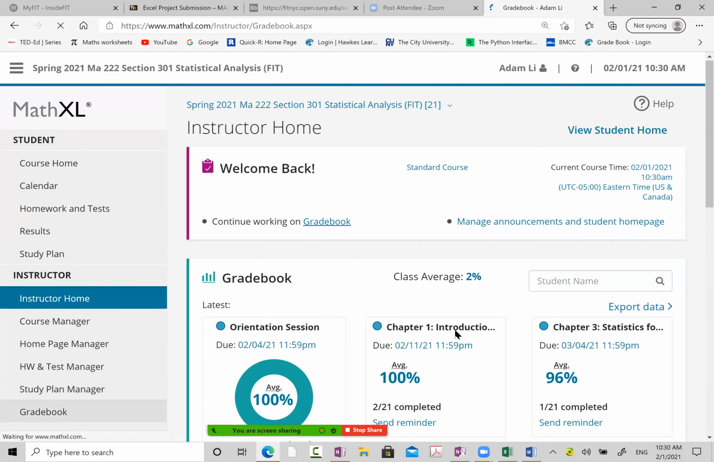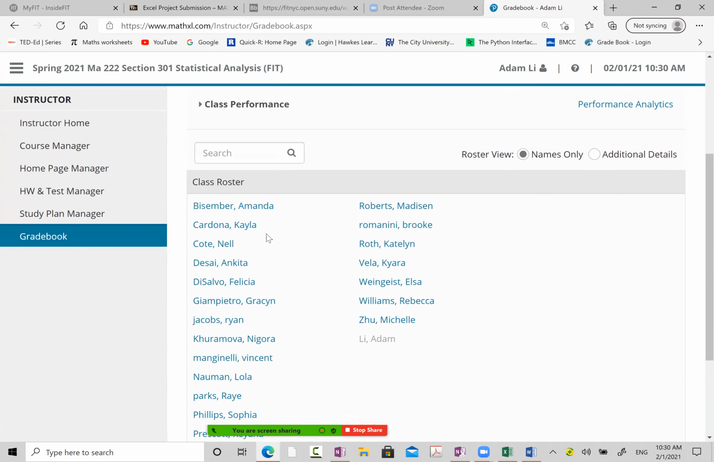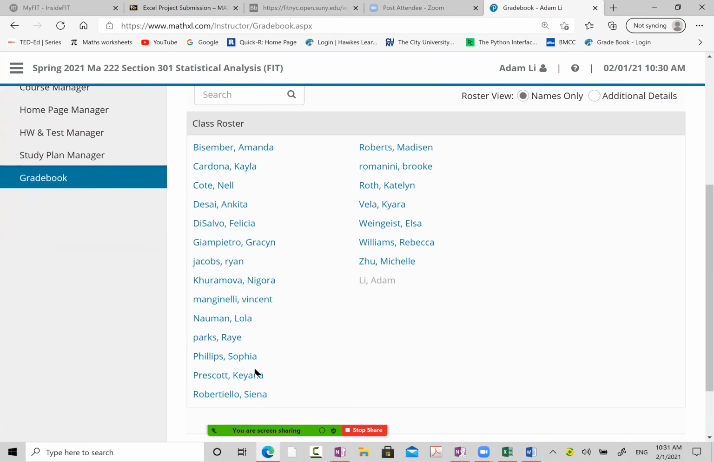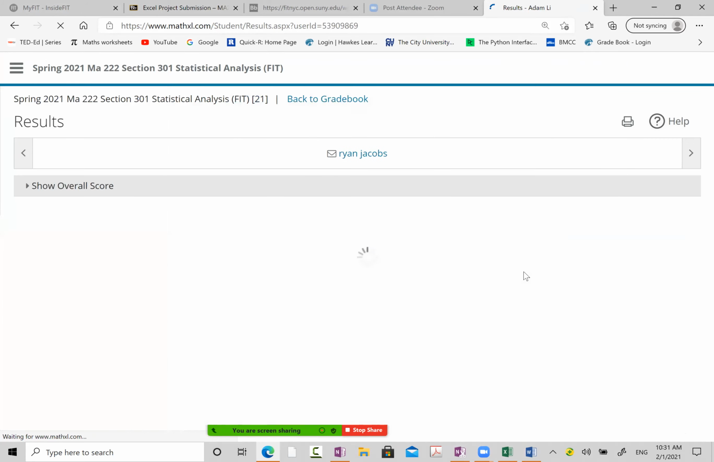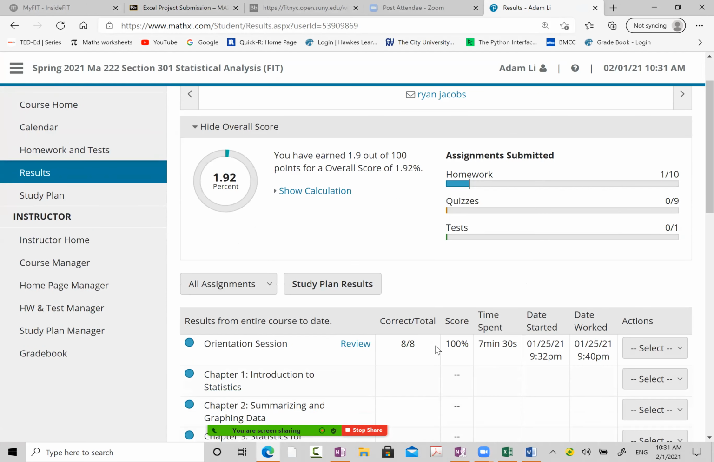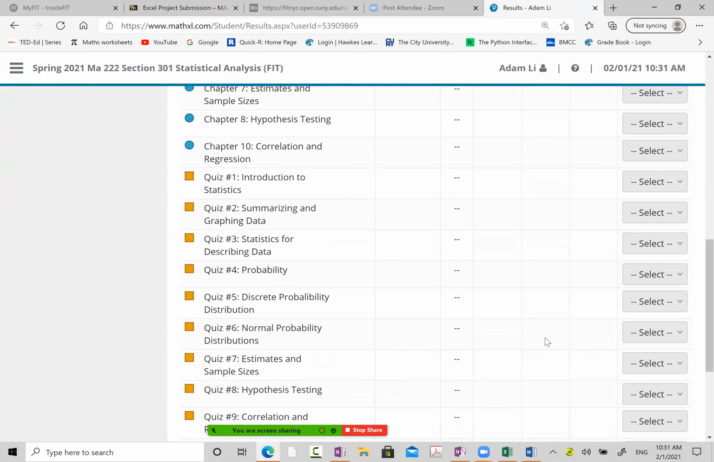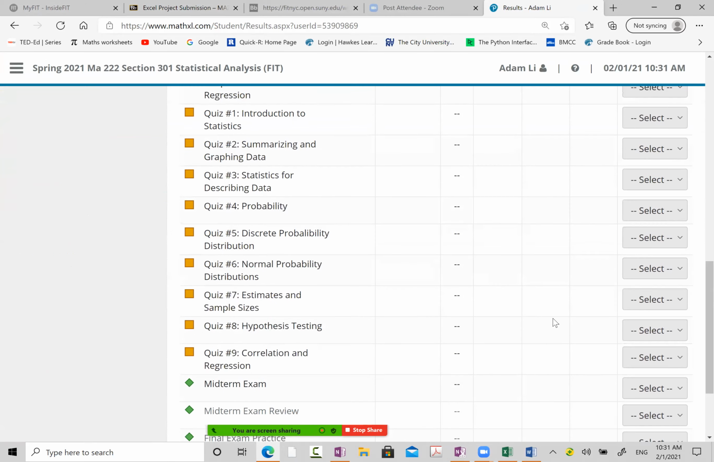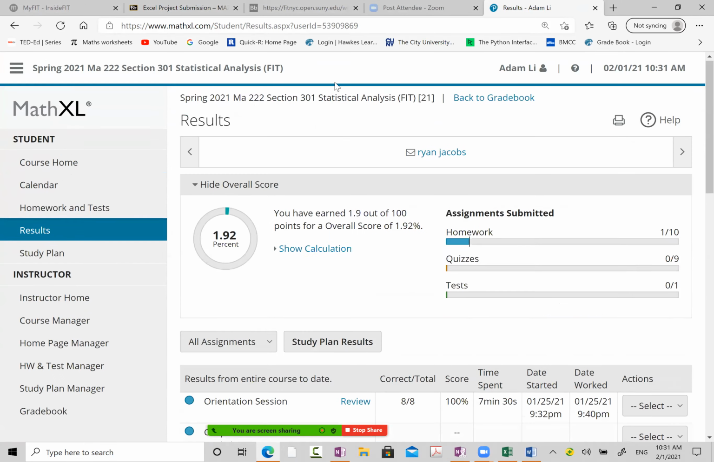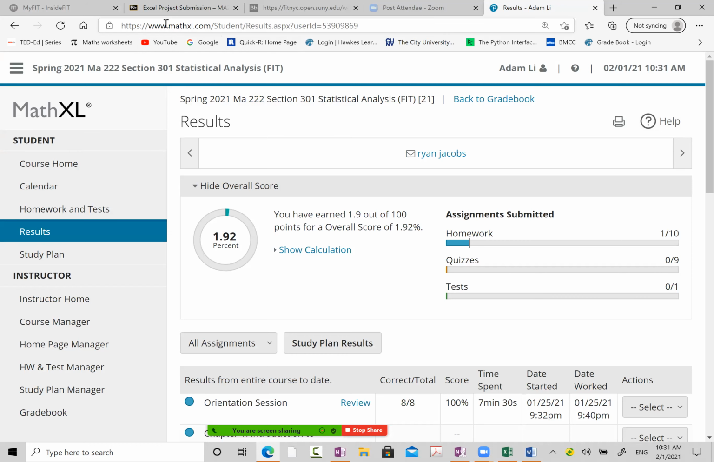You go by the same name on the right there, Jacob Ryan. Yeah, right, you got it. So yes, you completed the orientation session. It will be the same login every time you log into the Math Excel, but just make sure you go to this website, MathExcel.com. Okay, thank you. No problem.